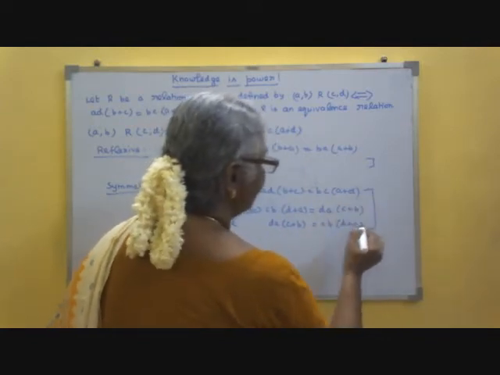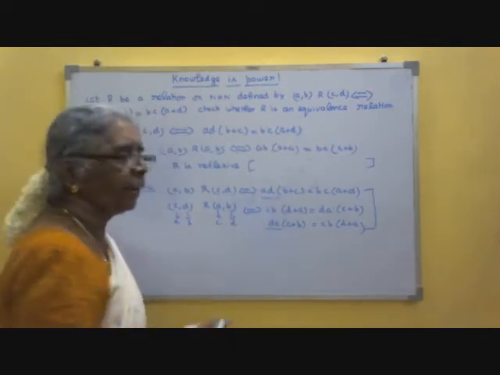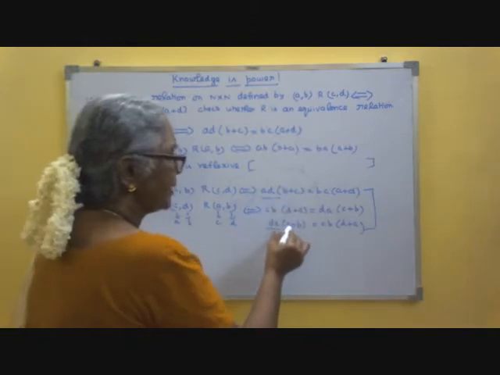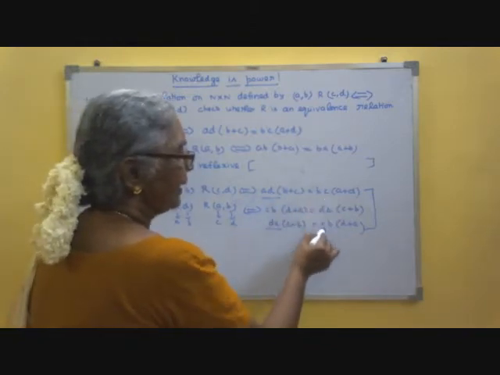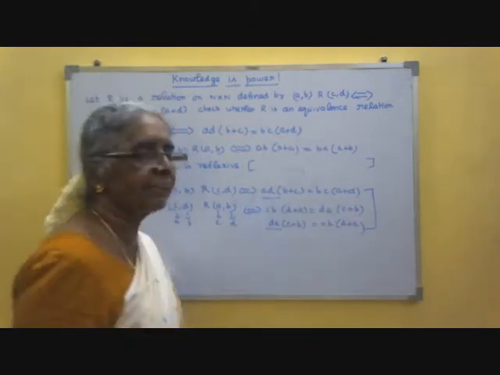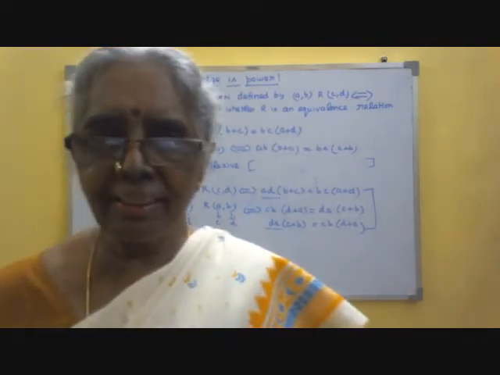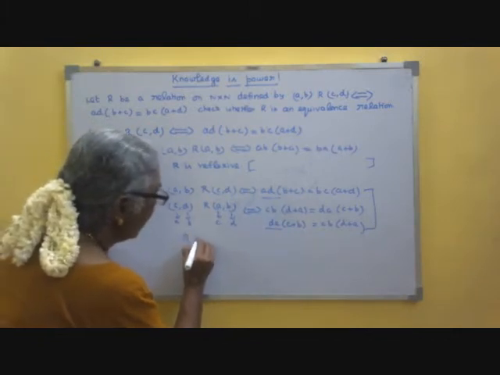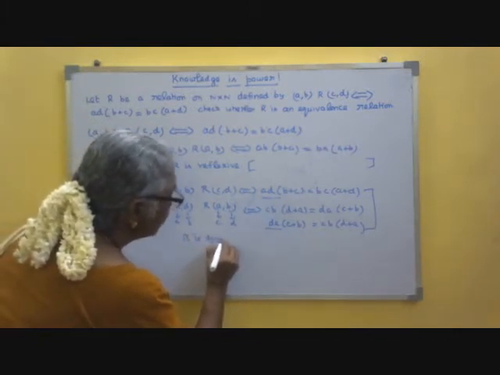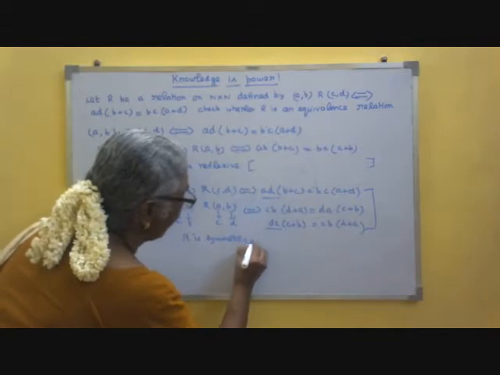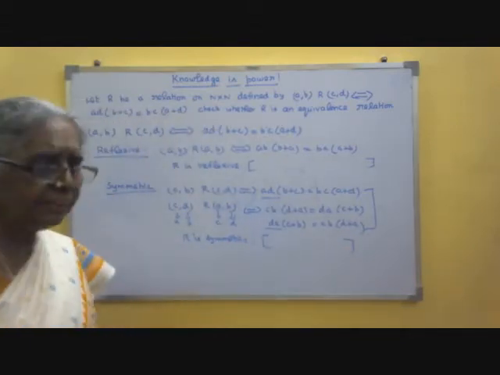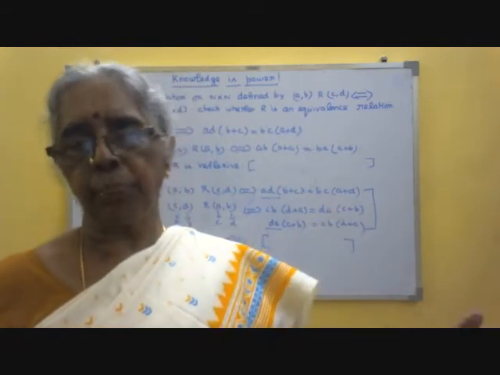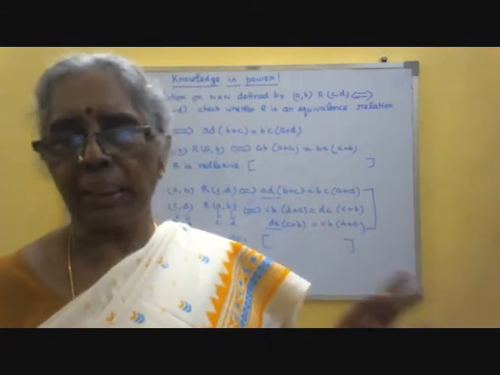Now you compare this and this. AD, DA, they are the same because multiplication is commutative. B + C is equal to C + B. BC is CB. A + D is D + A. The same reason: addition and multiplication are commutative on N cross N. So you know R is symmetric. Since addition and multiplication are commutative, we are able to prove the reflexive as well as the symmetric.